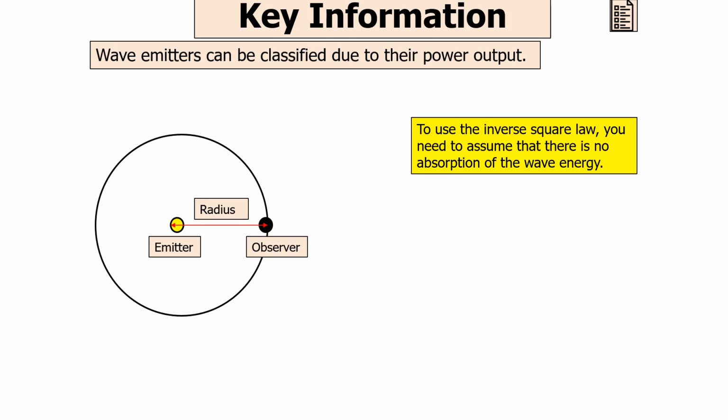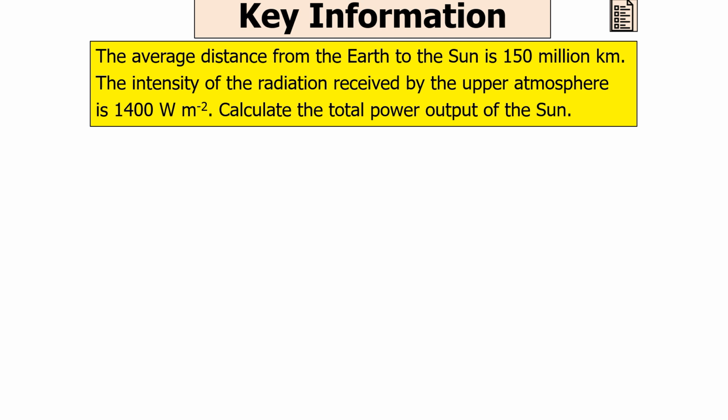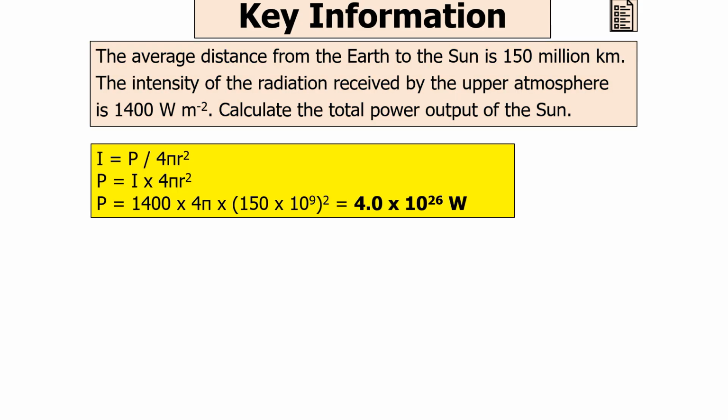Let's have a look at an example. The average distance from the Earth to the Sun is 150 million kilometers. The intensity of radiation received by the upper atmosphere is 1400 watts per meter squared. Calculate the total power output of the Sun. We know intensity is power over 4 pi r squared, so power is equal to I times 4 pi r squared. 1400 times 4 pi times (150 times 10 to the 9) squared is 4 times 10 to the 26 watts.